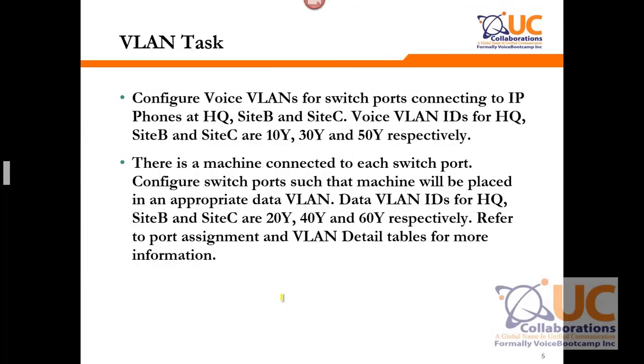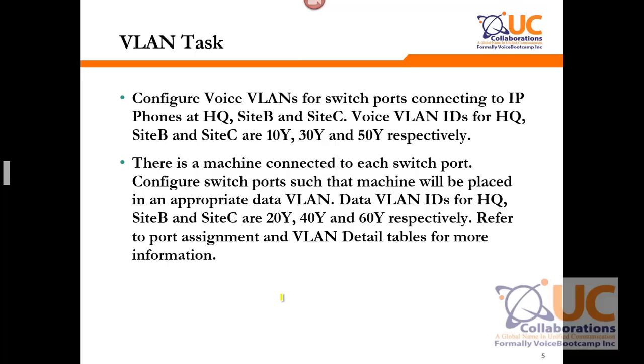Now, for the VLAN task, you will be required to configure VLANs on the switch ports for the IP phones located at HQ, Site B and Site C. The voice VLAN IDs for HQ, Site B and Site C are provided respectively as 10Y, 30Y and 50Y. Y is your pod number, for example.